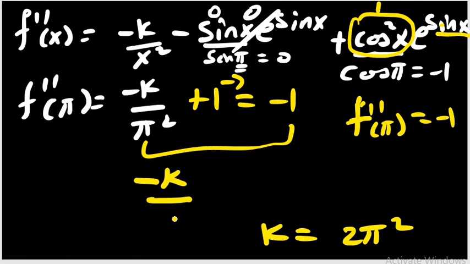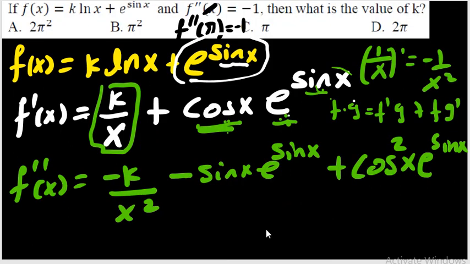Negative of k over pi square is equal to -2. So finally the answer will be 2 pi square, which is found at A. Here it is. One last question.